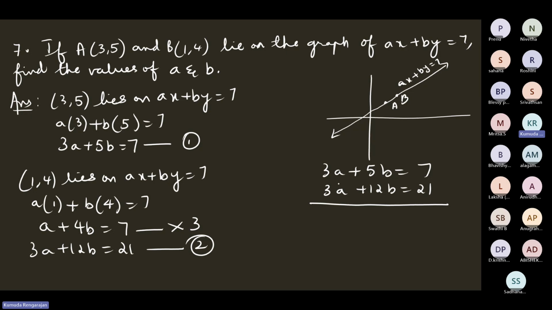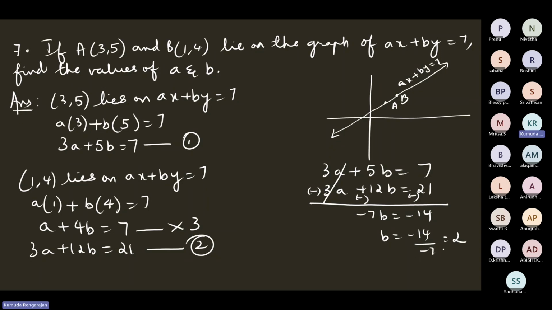Now you cannot cancel 3a and 3a because both are positive. Plus 3a is plus 6a. So change the signs throughout in the second equation. Plus becomes minus, plus becomes minus, plus becomes minus. Now 3a minus 3a gets cancelled. 5b minus 12b is minus 7b, and 7 minus 21 is minus 14. So b is equal to 2.